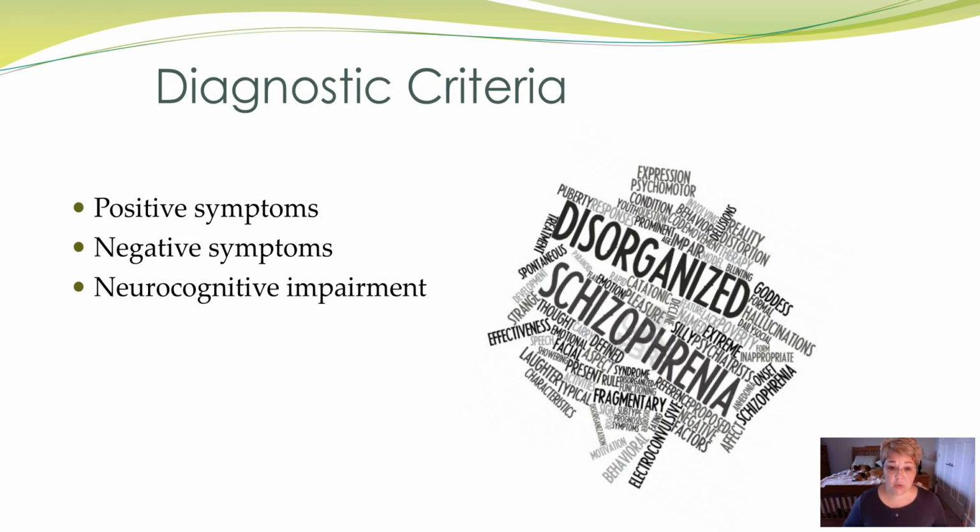When you have someone who is presenting with concerning symptoms, we break them into three groups of diagnostic criteria: your positive symptoms, your negative symptoms, and neurocognitive impairment. We want you to be able to differentiate between positive, negative, and neurocognitive impairment so that you can recognize what you're seeing when you are engaging with clients who have these kinds of disorders.